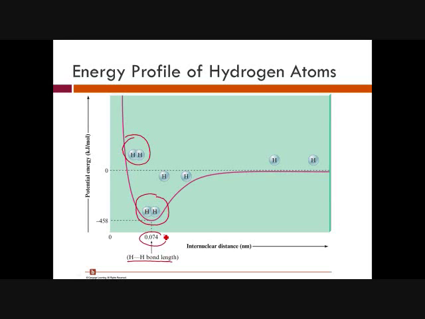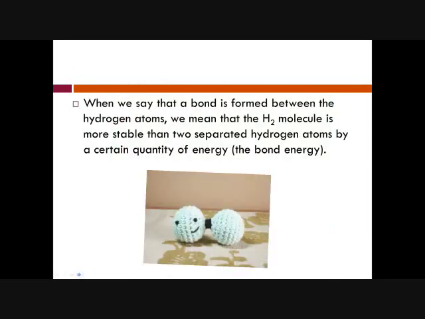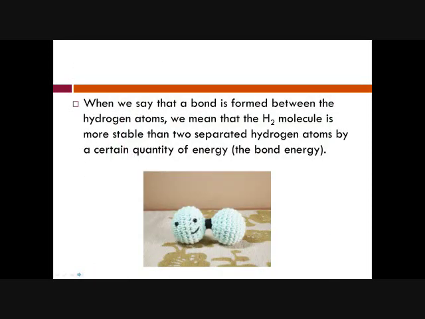It's exothermic when it's negative because it's exiting. So that tells us that it would lose 458 kilojoules per mole of hydrogen molecules. So we can say, I think this is next, that a bond is formed between the hydrogen atoms. We mean that the H2 molecule is more stable than two separate hydrogen atoms by a certain quantity of energy. So that's what that negative 458 is, how much more stable it is than when they're separate from each other.